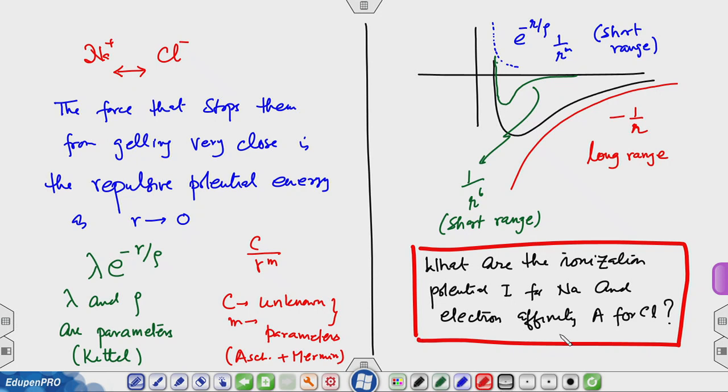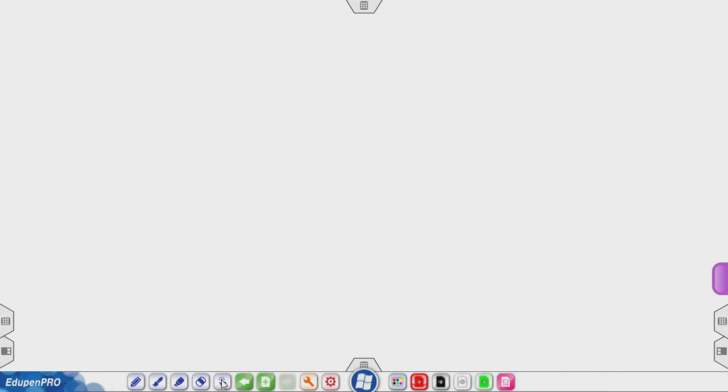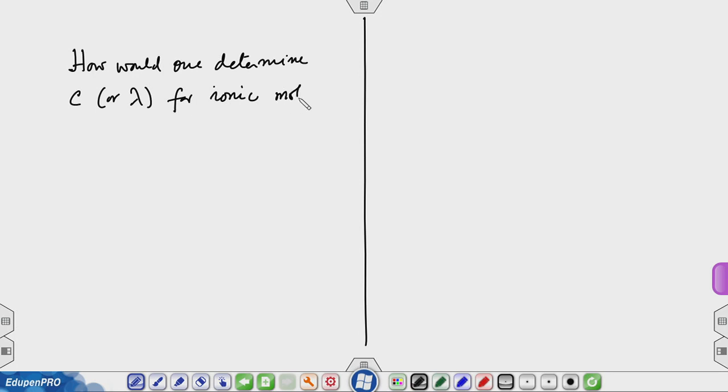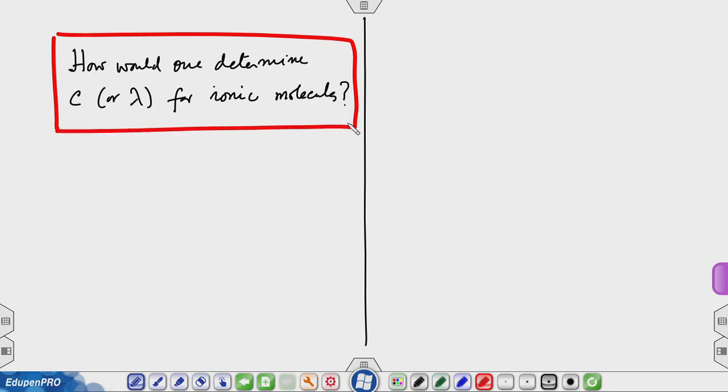You can get it in eV. I would also like you to answer this question. How would one determine C or lambda for ionic molecules? Remember, in the case of Lennard-Jones potential, it was the gas equation that gave it to you. How would you do it in this case? Would you assume a value of m for C by Rm form? Would you assume a value of rho, or what all, you know? So think about this.